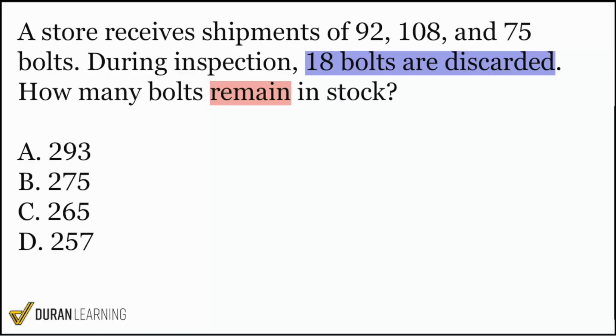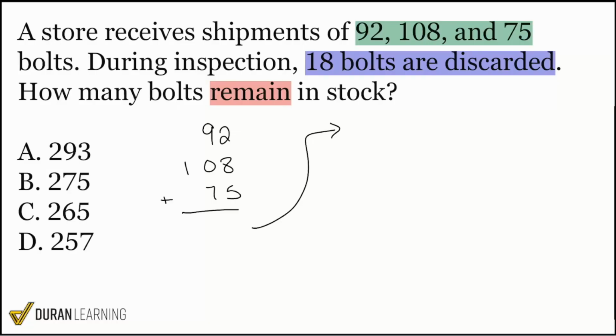18 bolts are subtracted. And so this shipment of 92, 108, and 75, what are we going to do there with that green? 92, 108, and 75, we are going to do what with those values? Add them up. Those are the three shipments. 92, 108, and 75. Perfect. We will add those together. And then after I'm done adding these together, what am I going to do with that result? Then I'm going to subtract whatever that final value is. I will subtract 18, and that is going to give me my answer.